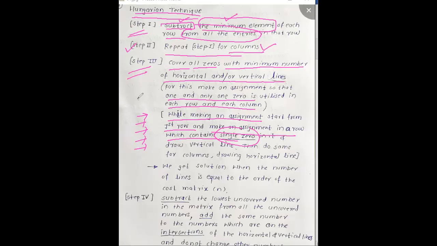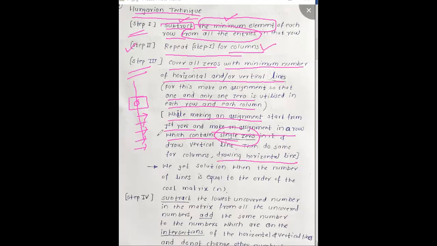So that means if zero is there, we make an assignment. That means we draw a square around that assignment. So we are making an assignment in a row. So what we will do, we will cross that column and draw a vertical line. When we make an assignment in a row, we draw a vertical line. That is, we cross that column where we have made an assignment. Then do the same for column and draw the horizontal line.